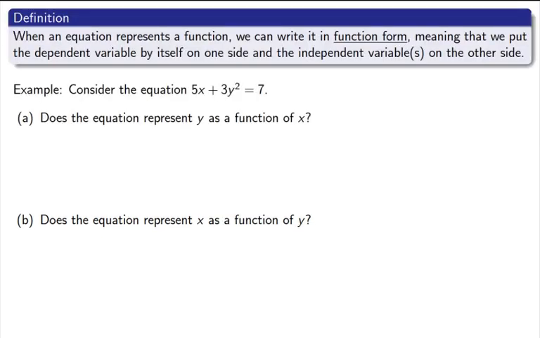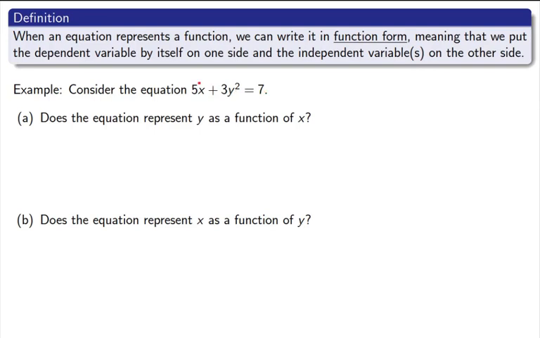So, if we have an equation that represents a function, we can do exactly what we did in the previous slide. We can write it in function form. When we write it in function form, we're going to be solving for the dependent variable, and then we'll put the independent variables, there may be more than one, on the other side. So let's do something similar for this equation, a little bit more complicated looking.